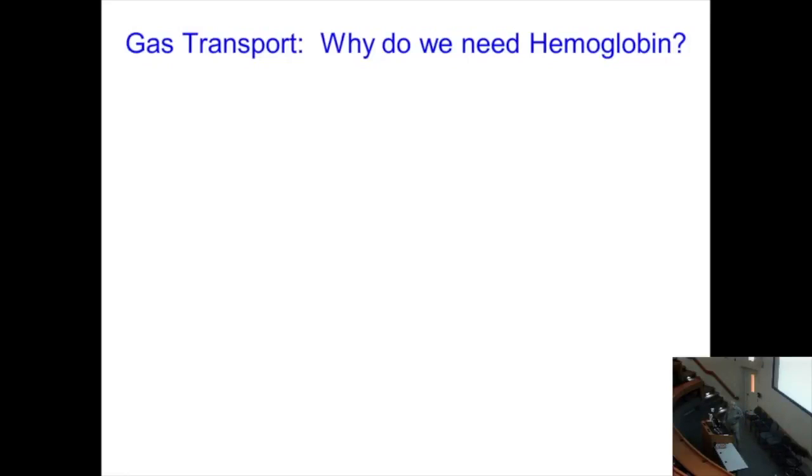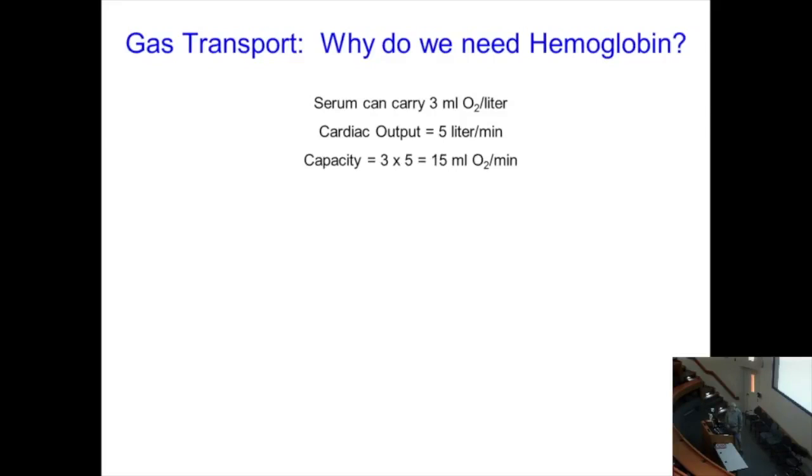Okay, so now we're moving along to gas transport. And we talked about why, in the first lecture, serum can carry 3 milliliters of oxygen per liter of blood dissolved. Cardiac output is 5 liters per minute. So dissolved oxygen can provide 15 milliliters of oxygen per minute, but you need more than 10 times that. And therefore, we have hemoglobin.